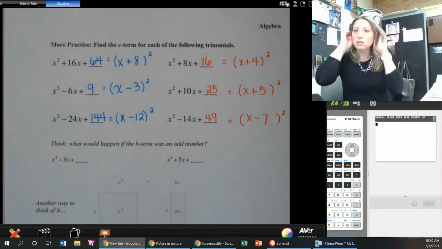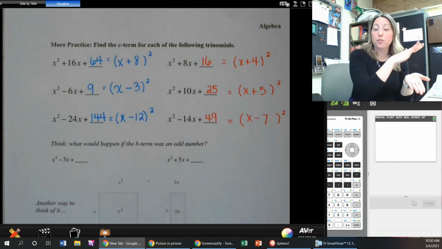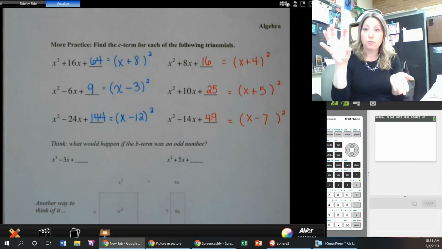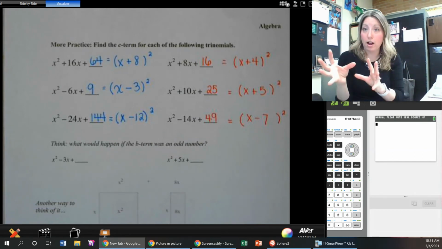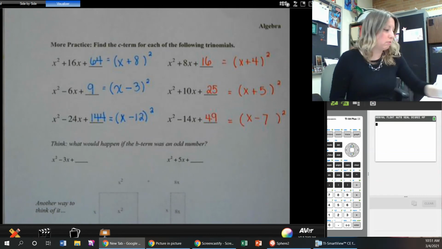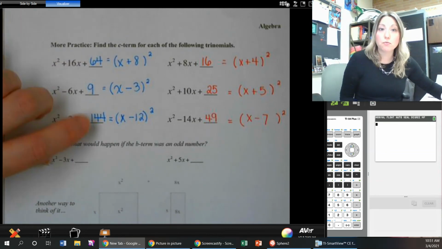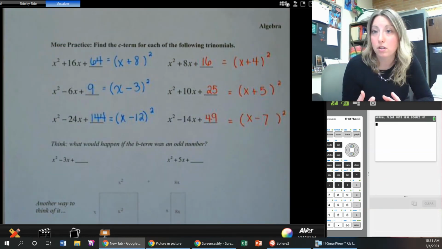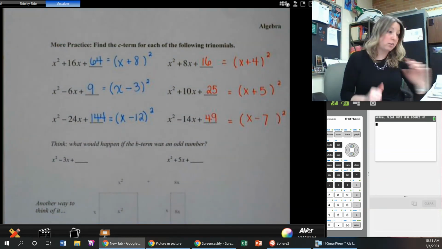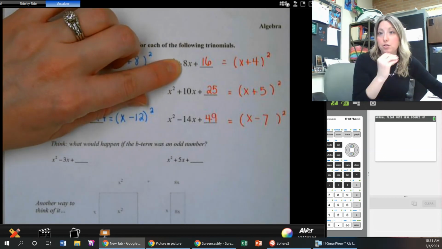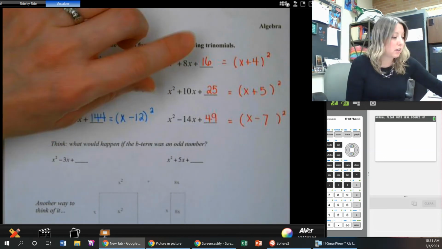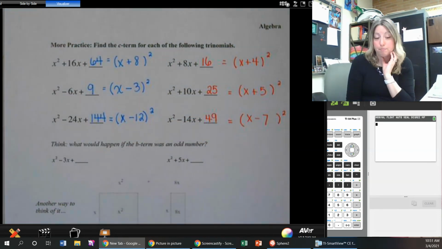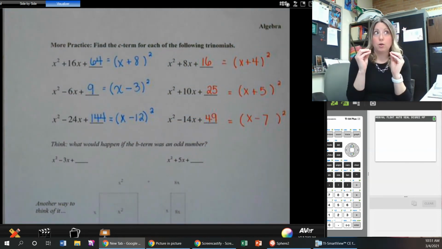Okay, how'd you do? Check your answers there. Make sure that you have both the number at the end correct and the binomial squared correct. And I just want to point out 64, 9, 144, 16, 25, 49 are all perfect squares, which makes perfect sense because you're taking the middle number, dividing it by 2, and squaring it to insert here.